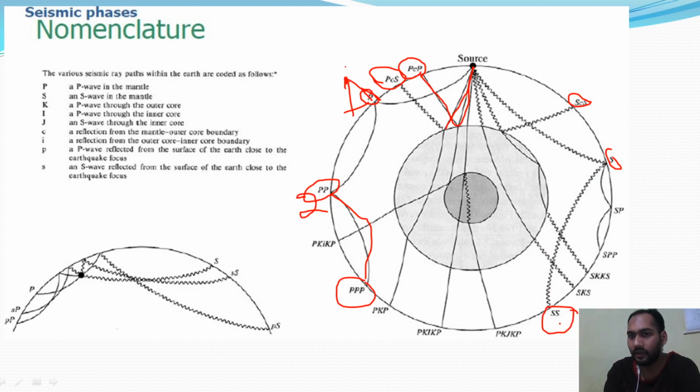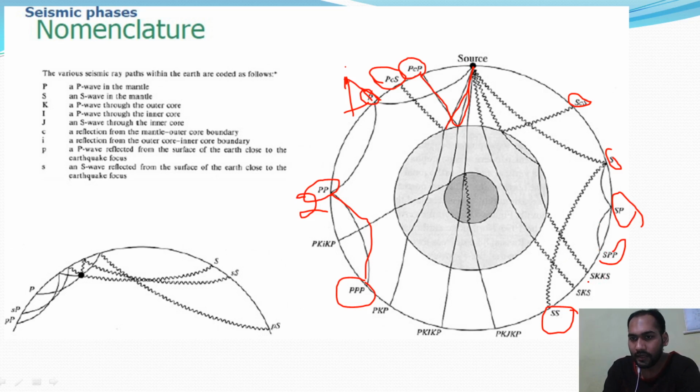That means it is not reflected from the mantle outer core boundary. It is reflected from the surface itself, right? SP means it came as S and reflected from the surface as P. S means S traveling in mantle, reflected from surface as P, so SP. Then if it will reflect again from the surface, then it will be SPP, right? Reflected as P, traveling through the mantle as P.